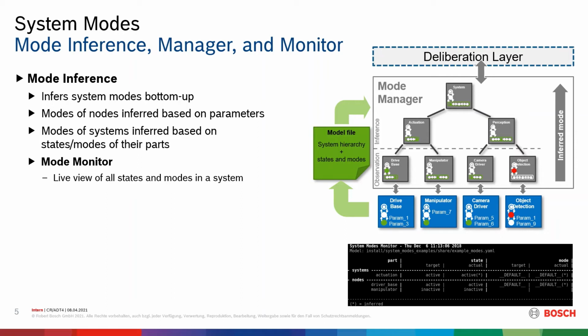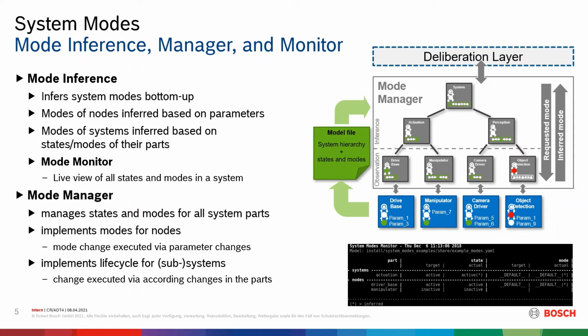Now, while we do this inference bottom up, we also allow to request a certain configuration or reconfiguration of the entire system top down by applying a certain system mode. This is done by the so-called mode manager that allows management of all states and modes of the system. If a certain mode is requested for a node, the mode manager will set the parameters according to the mode definition in the model. If a mode change is requested for an entire system, the states and modes of all its parts will be changed accordingly top down.